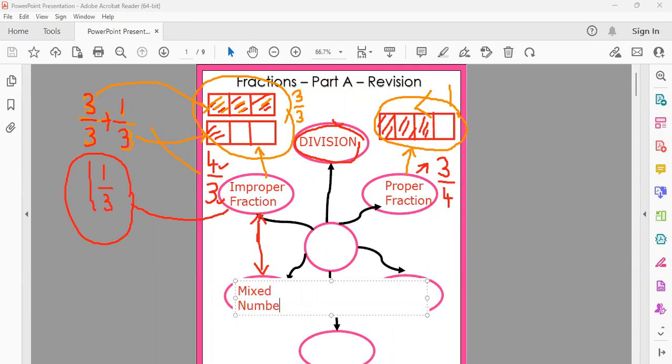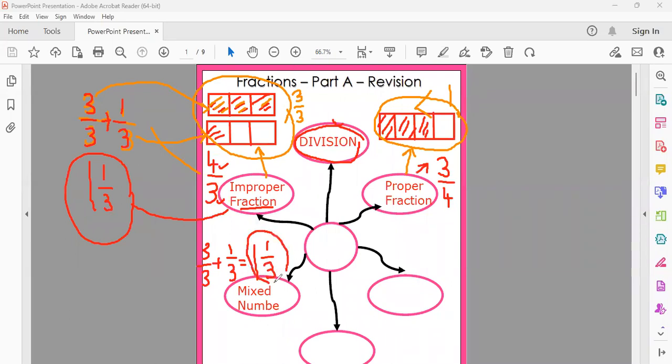A mixed number is also a number where it has a whole number part and a fractions part. You can always change between an improper fraction and a mixed number, or a mixed number to an improper fraction. So over here, I'm going to write down 3/3 plus 1/3. That gives me 1 1/3. That's my mixed number.